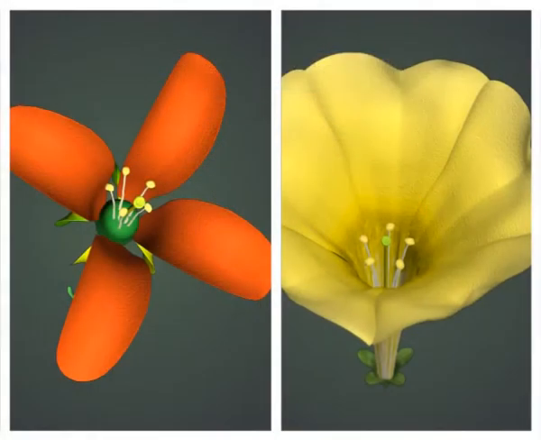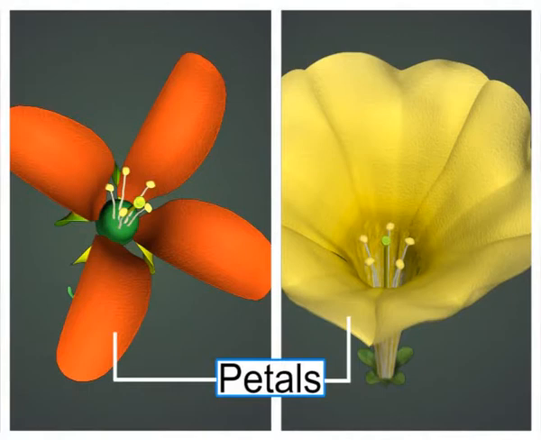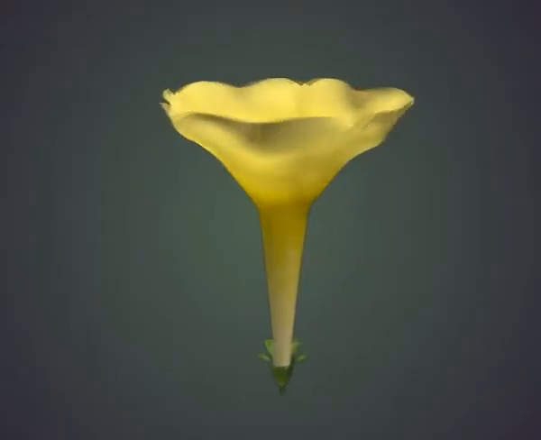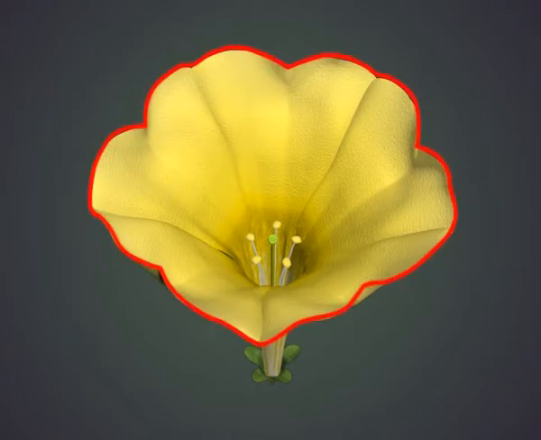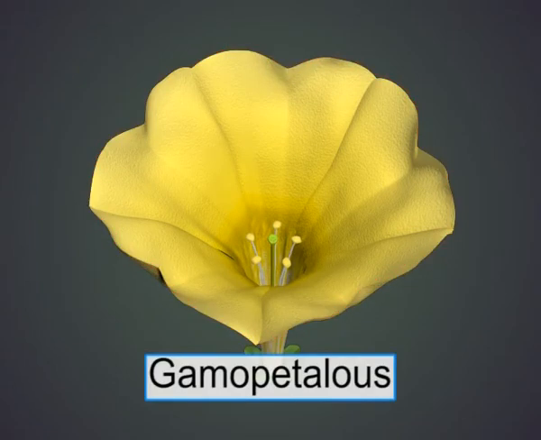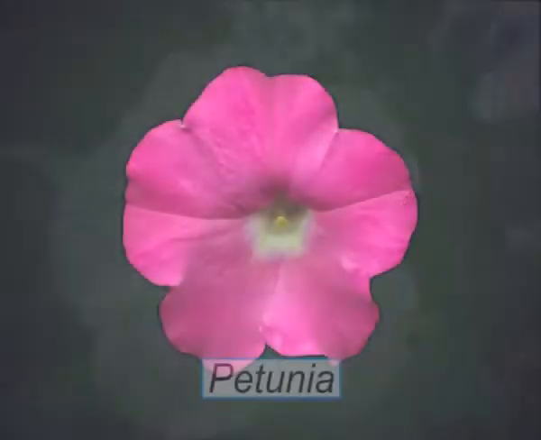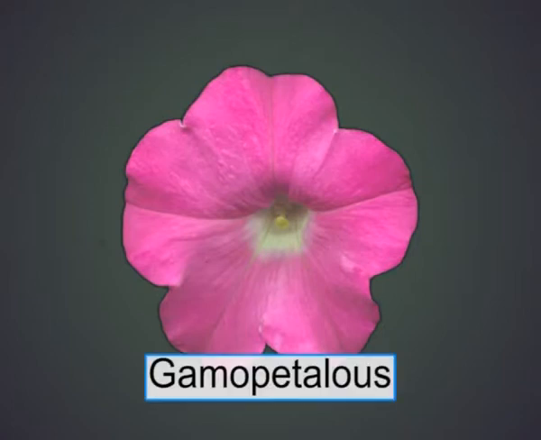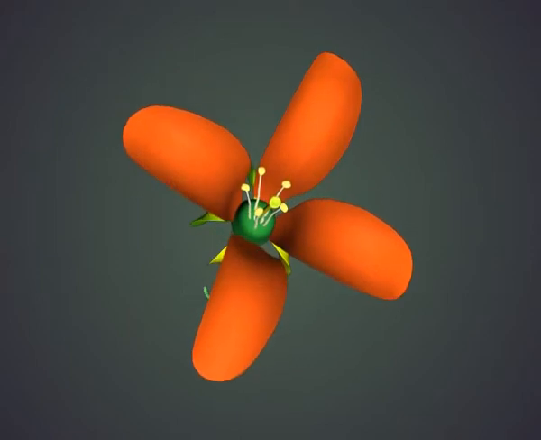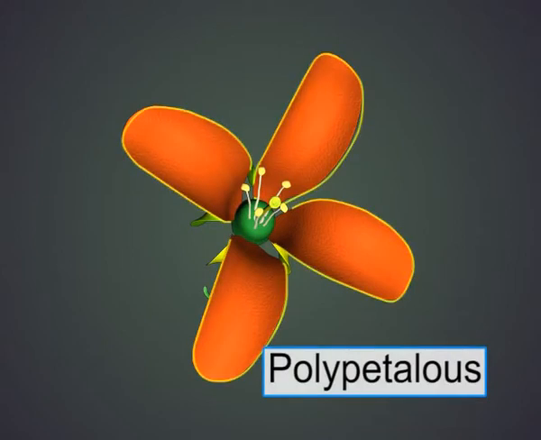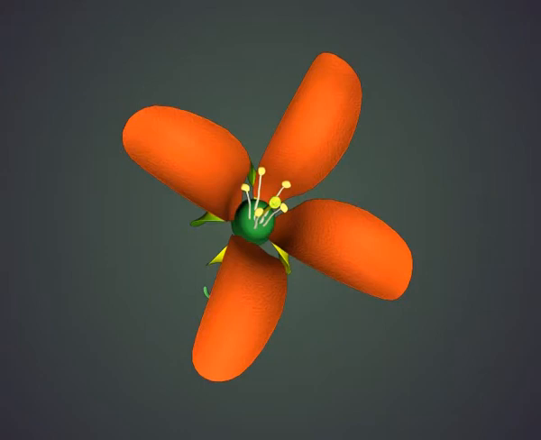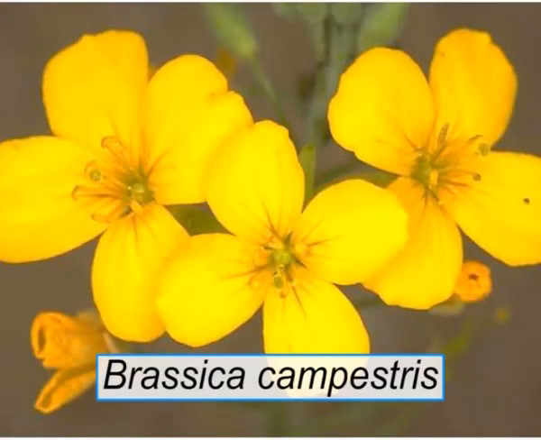The corolla is also composed of petals, which may be free or united. If all the petals are united or there is any degree of fusion between the petals, corolla is said to be gamopetalous, as shown in the visual. In Ipomoea and Petunia, petals are united and hence known as gamopetalous. If all the petals are free from one another, then the corolla is said to be polypetalous, as shown in the visual. This type of condition is found in Brassica campestris.